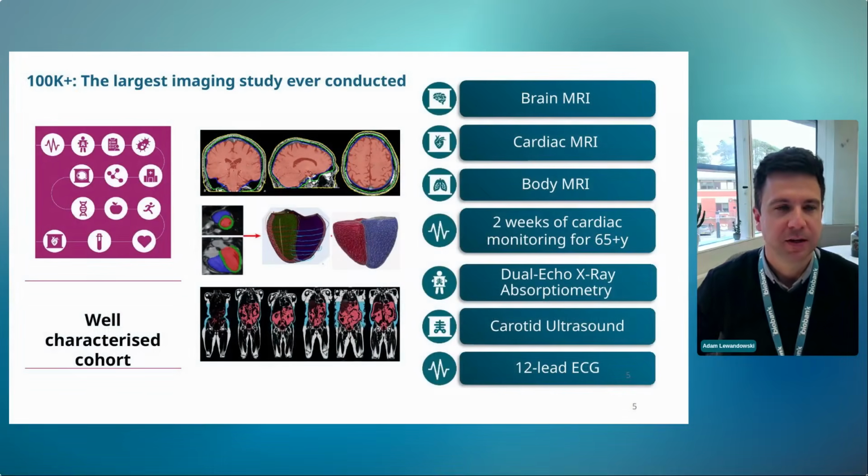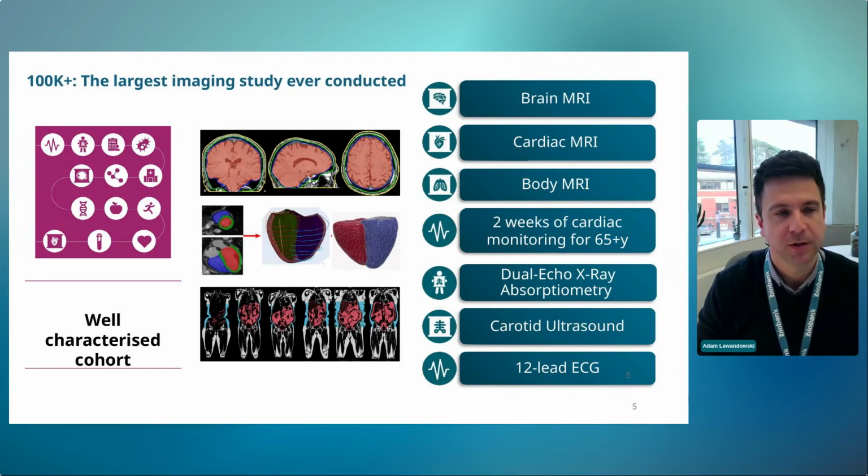The imaging study was set out just over 10 years ago, to bring back at least 100,000 participants, which was a really ambitious goal at the time. The aim was to repeat some of those baseline assessments on the same participants, as well as perform multi-organ imaging. This includes brain MRI on a 3 Tesla Siemens scanner, cardiac and body MRI on a 1.5 Tesla Siemens scanner, some cardiac monitoring with data to be made available in the future, as well as DEXA, carotid ultrasound, and 12-lead ECG data.